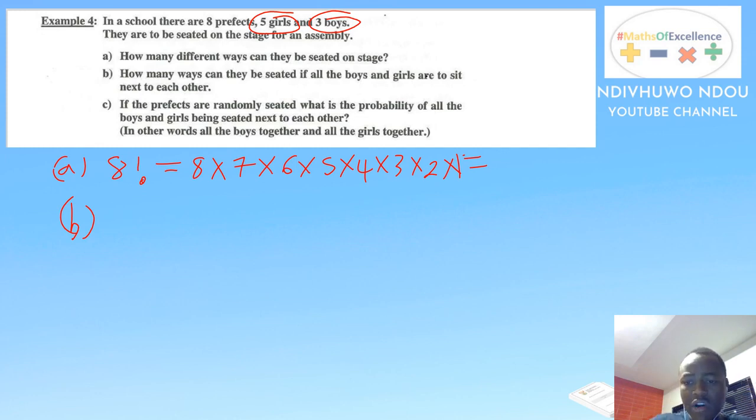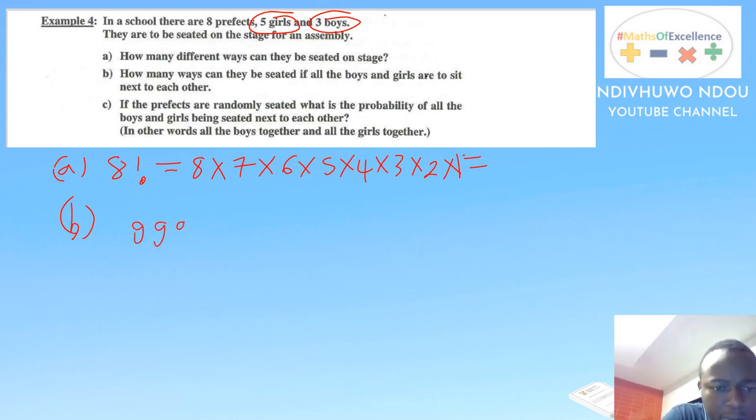If all boys and all girls are to sit next to each other, it means that we should take the girls. Let me just symbolize it using G. Okay, great. So we can take the girls.